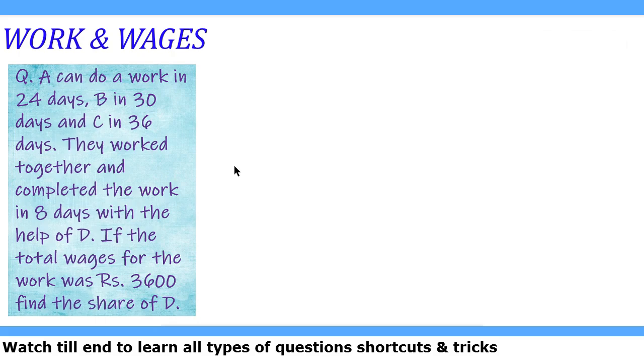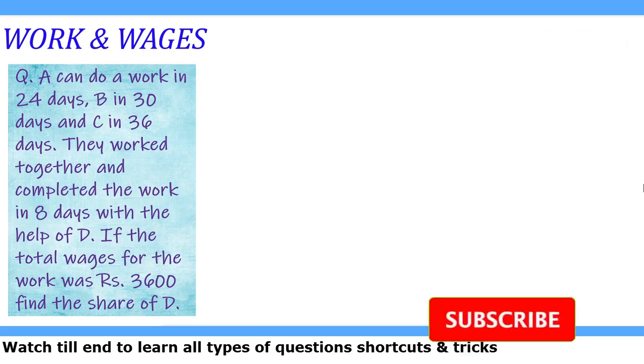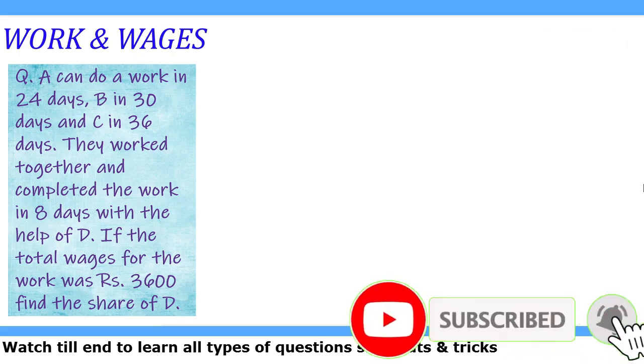Here there are 3 persons and they are completing the work with the help of the fourth person, and the amount received by the fourth person is asked in this question. So we will find out the work done by A, B and C, and the remaining work was done by D, and he will be getting the wages as per the work done by him. So we solve like this with the shortcut method directly.